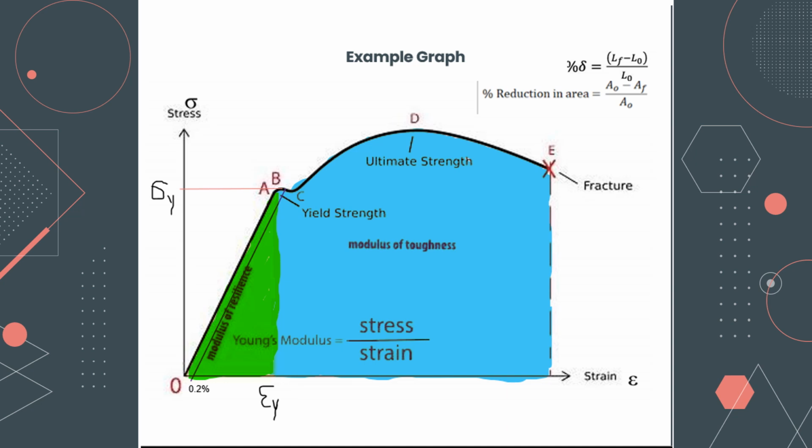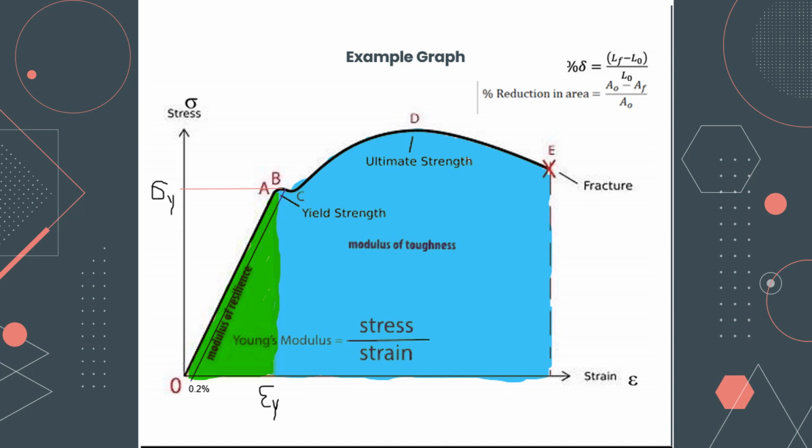How do you find ductility? Ductility is basically percent elongation and percent reduction in area. To find these, we use a formula in combination with measurements before and after testing. To find percent elongation, we do the final length of the specimen minus the original length of the specimen divided by original length times 100. Percent reduction in area is original cross-sectional area minus the final cross-sectional area divided by the original times 100.